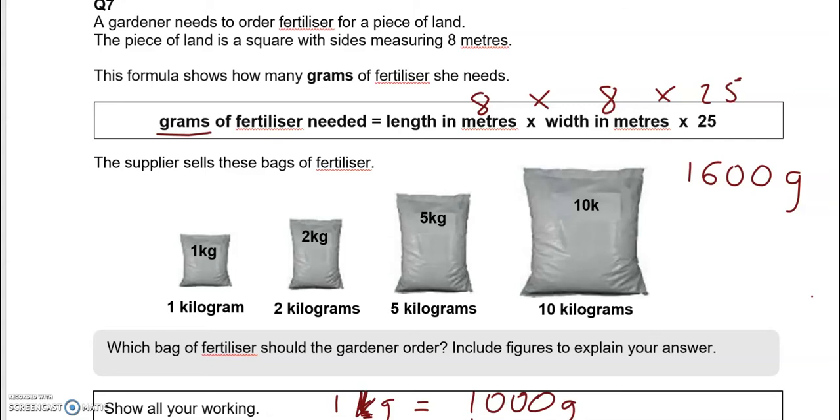So 1,600 grams is more than 1 kilogram but less than 2 kilograms. So it is 1.6 kilograms. You can just divide it by 1,000 and it's going to give you the answer. Now we can't get this 1 kilogram one because it would be not enough. We need 2 kilograms.